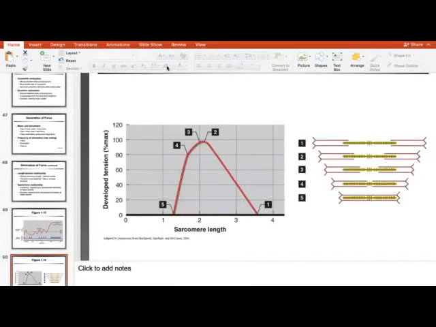So now we're only talking about an active process right here. And we're talking about the actin and myosin intertwining to create a force. But not only is there the active component of muscle, there's also the passive component. And we're going to have to talk about both of them. And I'll use this graph to explain what's going on.